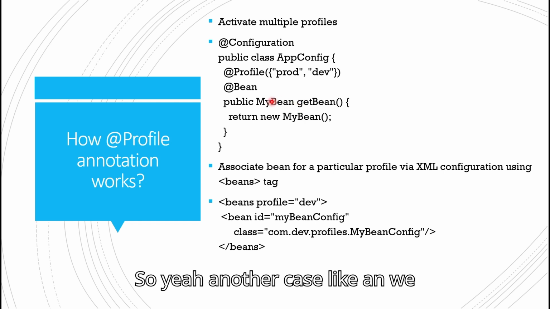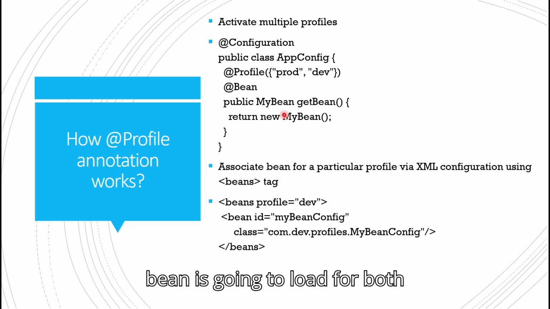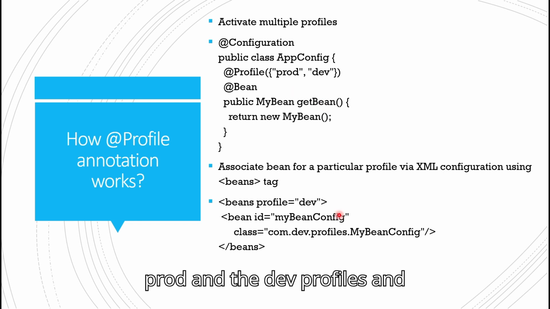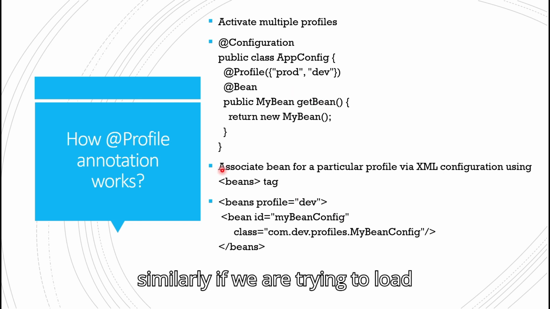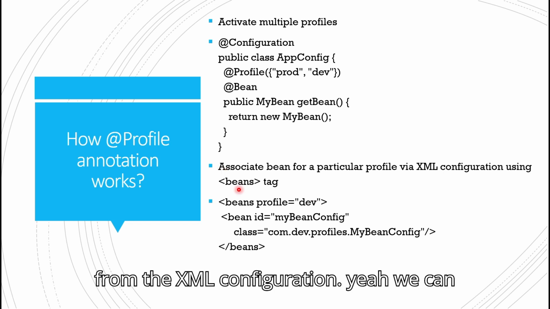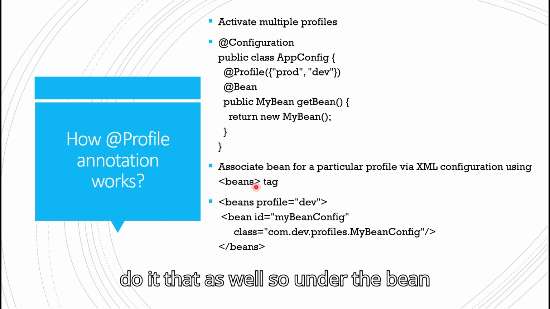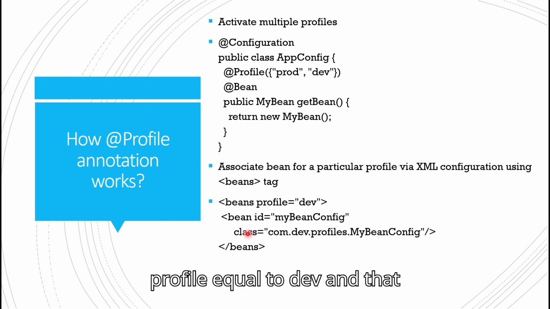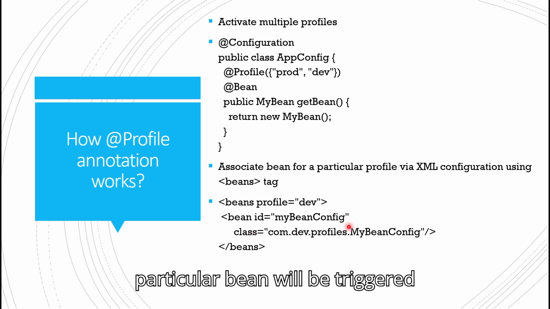Another case: we can activate multiple profiles as well. Inside the Profile annotation, within braces, we can provide both values, prod and dev. This bean is going to load for both the prod and dev profiles. Similarly, if we are trying to load from the XML configuration, we can do that as well. Under the beans tag, we can mention profile equal to dev, and that particular bean will be triggered.